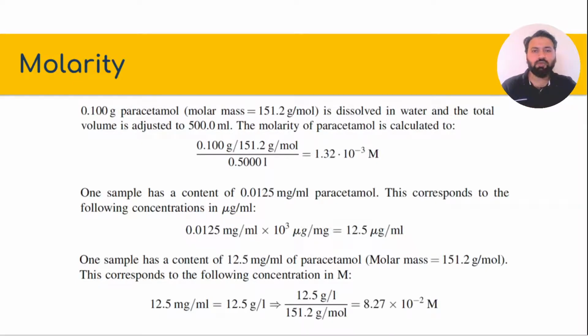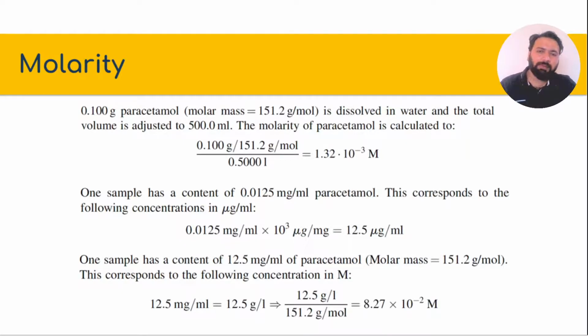How can we convert it into micromolar? As we know, 1 molar is equal to 10 to the power 6 micromolar. So 1.62 into 10 to the power minus 5 molar multiplied by 10 to the power 6 micromolar gives 16.2 micromolar.